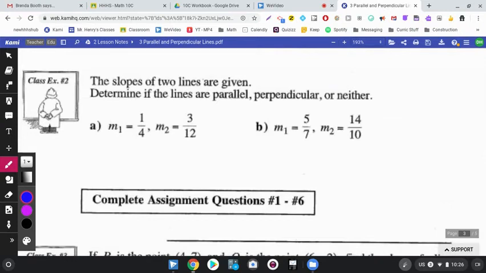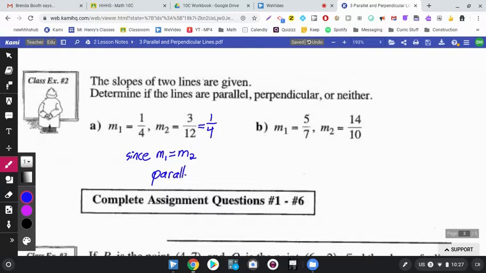The slopes of two lines are given. Determine if they are parallel, perpendicular, or neither. First one is 1/4. Second one is 3/12. And you might say, well, they're definitely different, so they're not parallel. But what we have to remember is I need to reduce my fraction. So 1/4 is all the way reduced. 3/12, well, those are both divisible by 3. That slope is actually 1/4. So my first slope is 1/4. My second slope is 1/4. Since I have equal slopes, they are parallel.